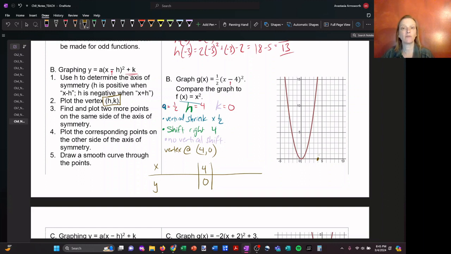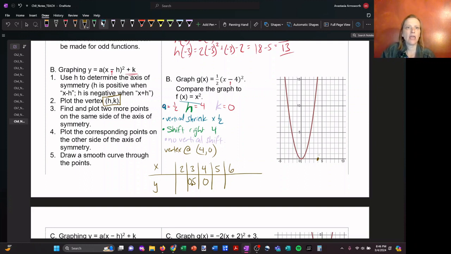I can test a few other values that are less than 4, like 3 and 2, and a few values that are greater than 4, like 5 and 6. Then I just plug each of those values into my original equation up here for g of x and see what output values I get. If I plug 3 into my calculator, I get 0.5 after plugging that into my equation.